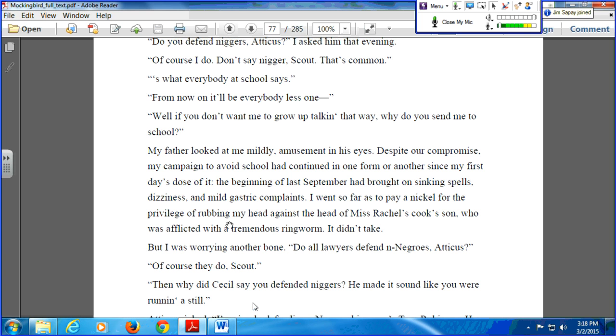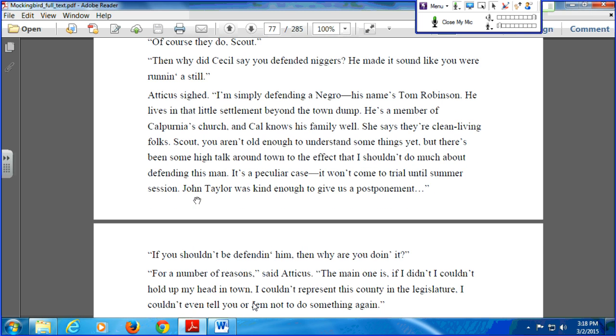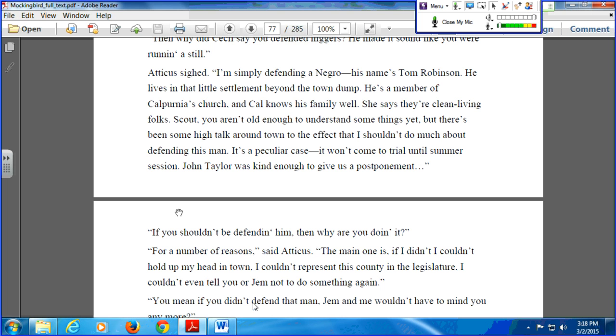I was worried about another thing. "Do all lawyers defend Negroes, Atticus?" "Of course they do, Scout." "So why did Cecil Jacobs say you defended [N-words]? It sounded like you were running a still." Atticus sighed. "I'm simply defending a Negro. His name's Tom Robinson. He lives in that little settlement beyond the town dump. He's a member of Calpurnia's church, and Cal knows his family well. She says they're clean-living folks.